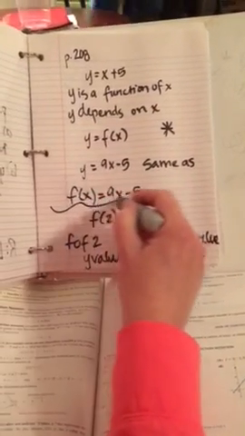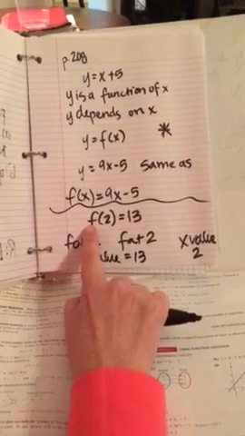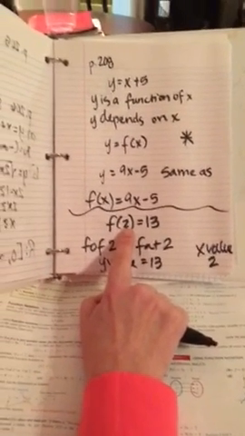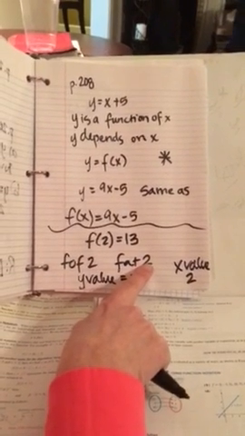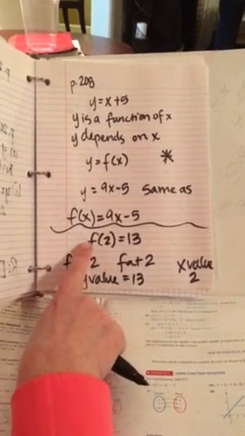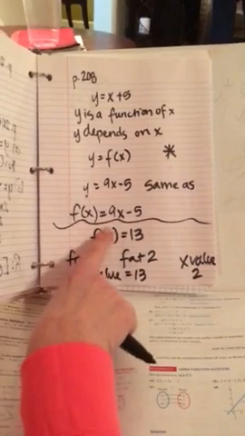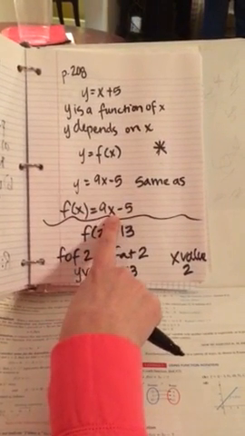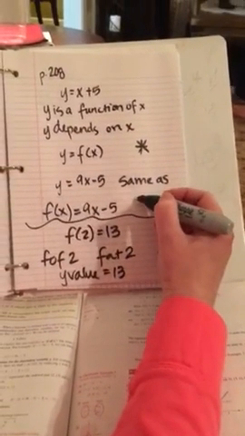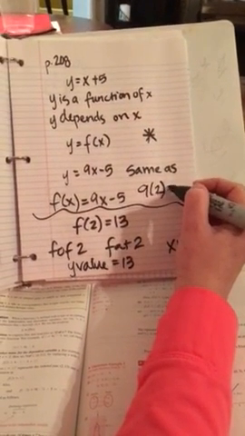What if you're given this? You want to know f at 2. You can say f of 2 or f at 2. Basically, what you want to know is what is the y value when x is 2. When x is 2, you just plug it in right here. Plug in a 2 for x. And what do you get?